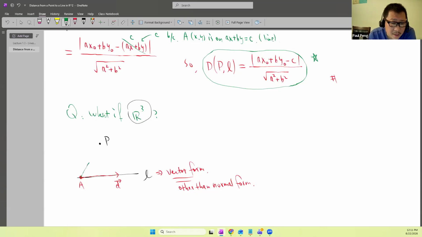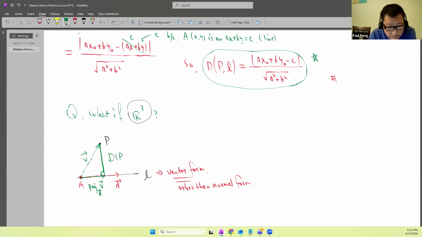We can just link A and P again. See, we have vector V, right? This time project V onto L, and this will be the distance. You can see we have a projection. And this will be the projection of V onto D. So therefore, we can get something. Can you see? Do you believe this is the distance?